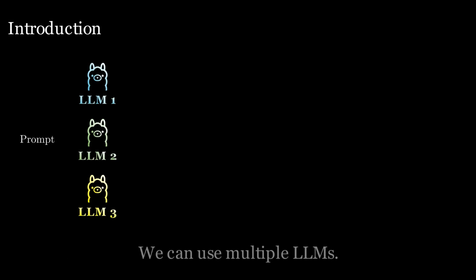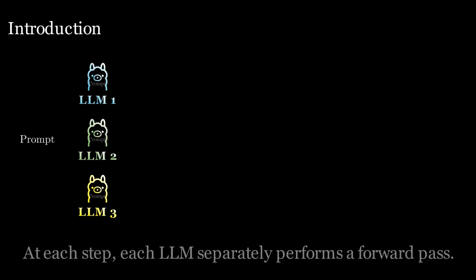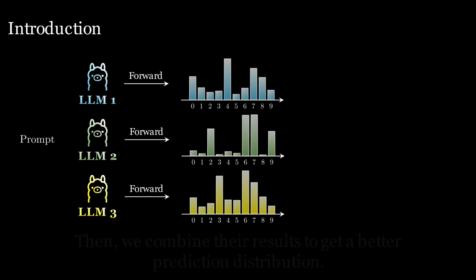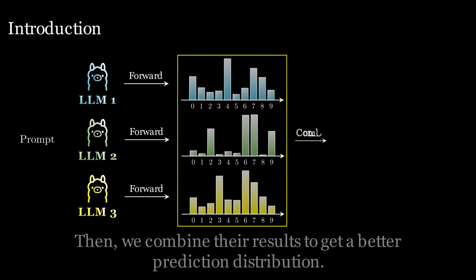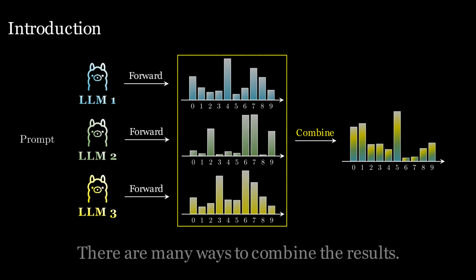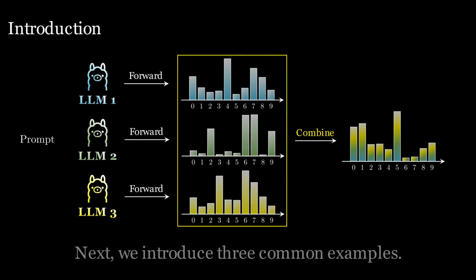A natural idea to improve generation quality is we can use multiple LLMs. At each step, each LLM separately performs a forward pass. Then we combine their results to get a better prediction distribution. In our work, we call this kind of method collaborative decoding. There are many ways to combine the results. Next, we introduce 3 common examples.